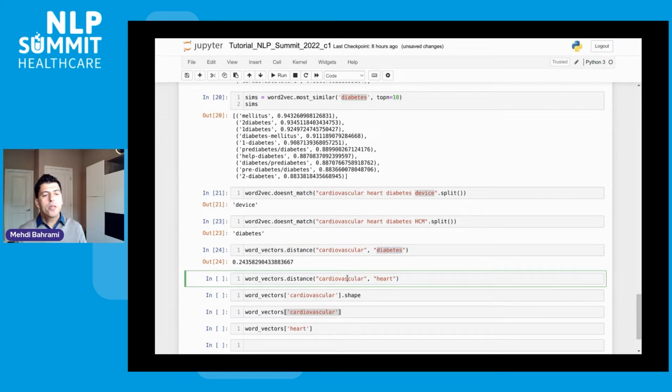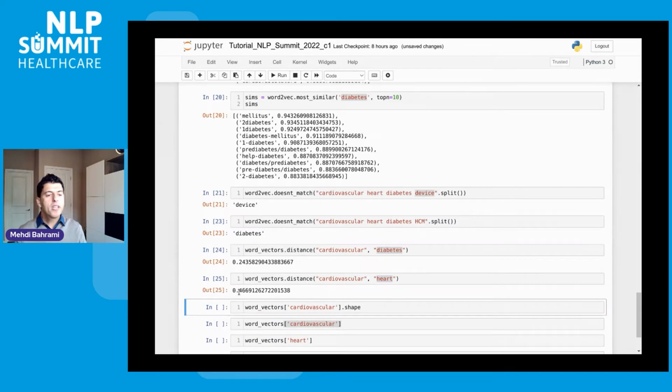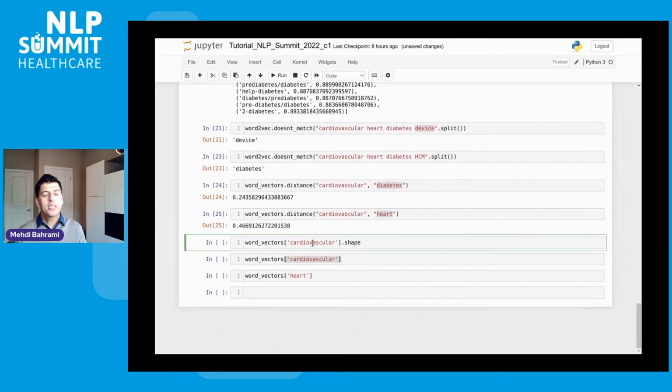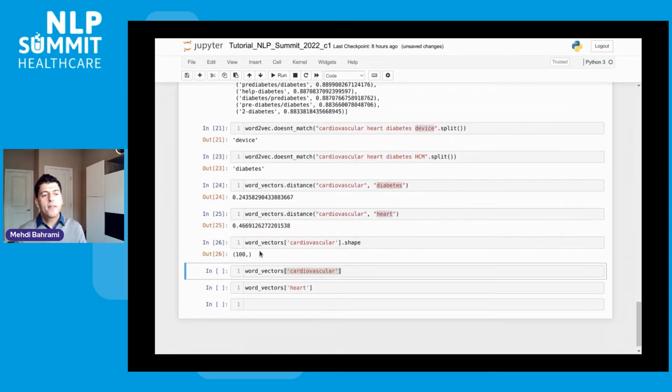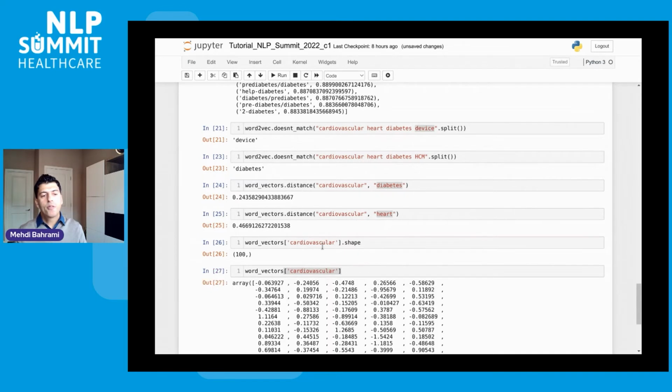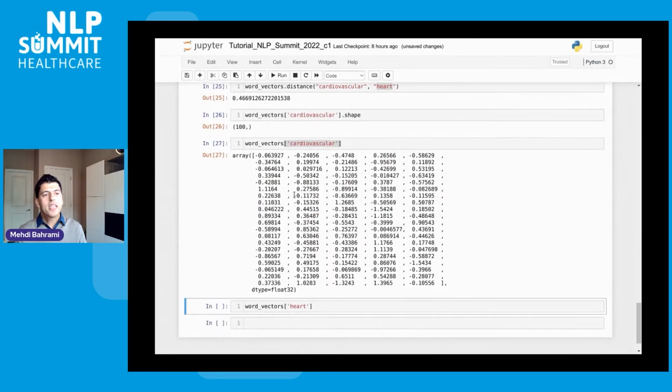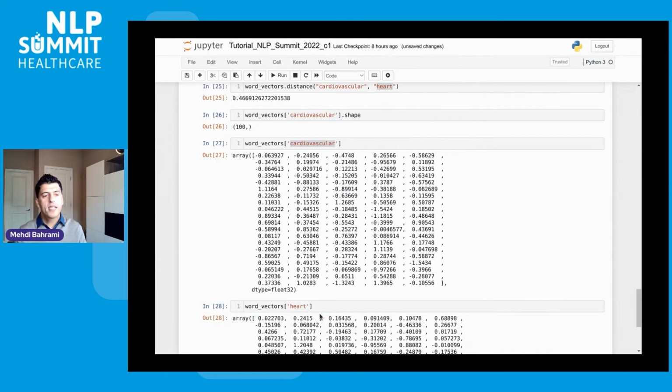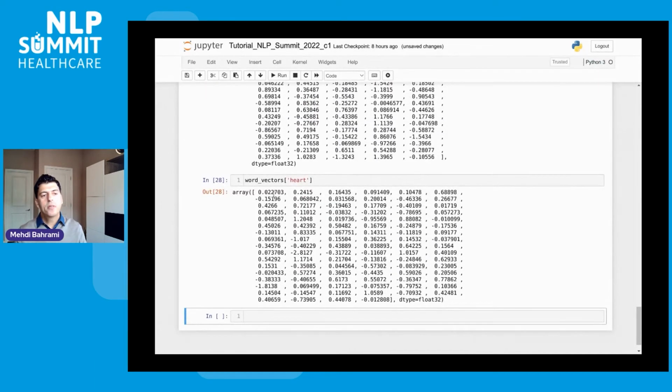Another one, we could also understand the distance between cardiovascular and diabetes, and cardiovascular and heart. We could also look at the context, which basically generates the vector representation for cardiovascular. As you can see, we retrieve the top 100, and we have the numerical representation for cardiovascular, and then the numerical representation for heart. So this is basically the approach we've used to process the context.